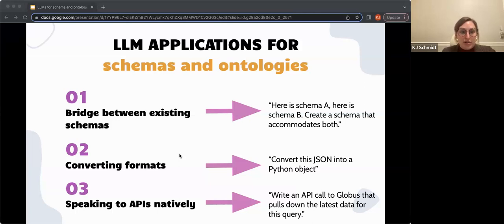And you can also use it to speak to APIs natively. So you can say, write an API call to Globus that pulls down the latest data for this query. And I would say on this third one, a lot of times it's a great place to start, but may not be totally correct, but still it's a great place to get started with your API call.